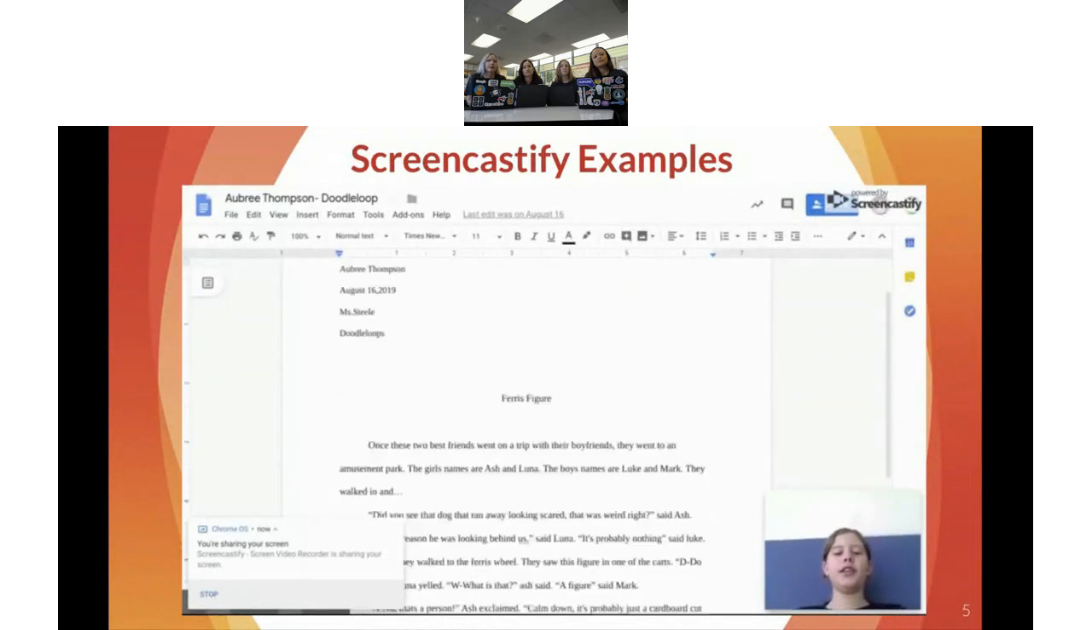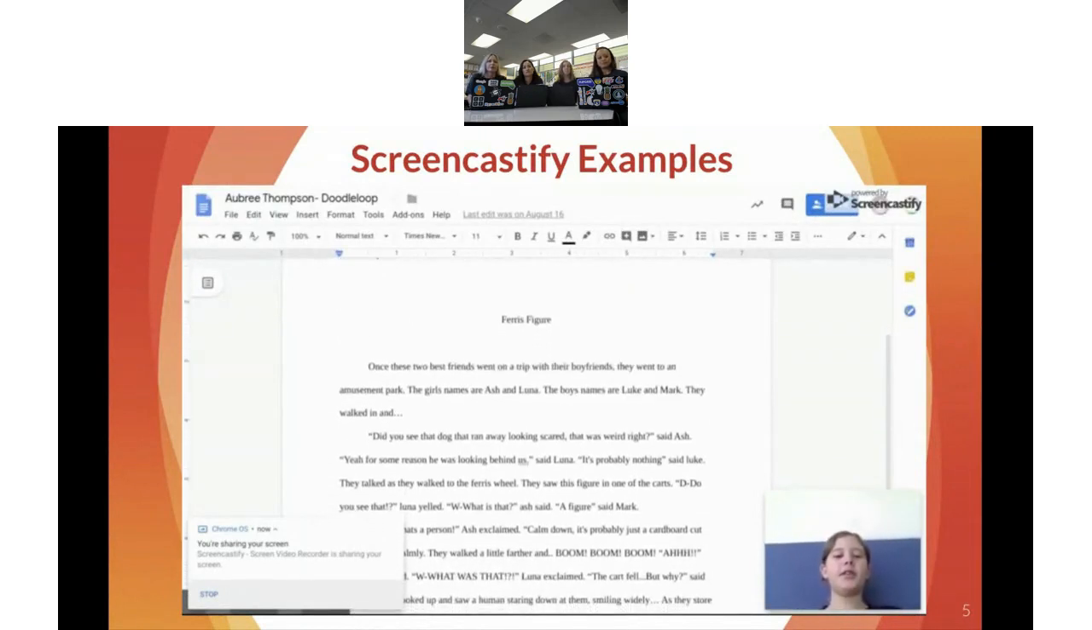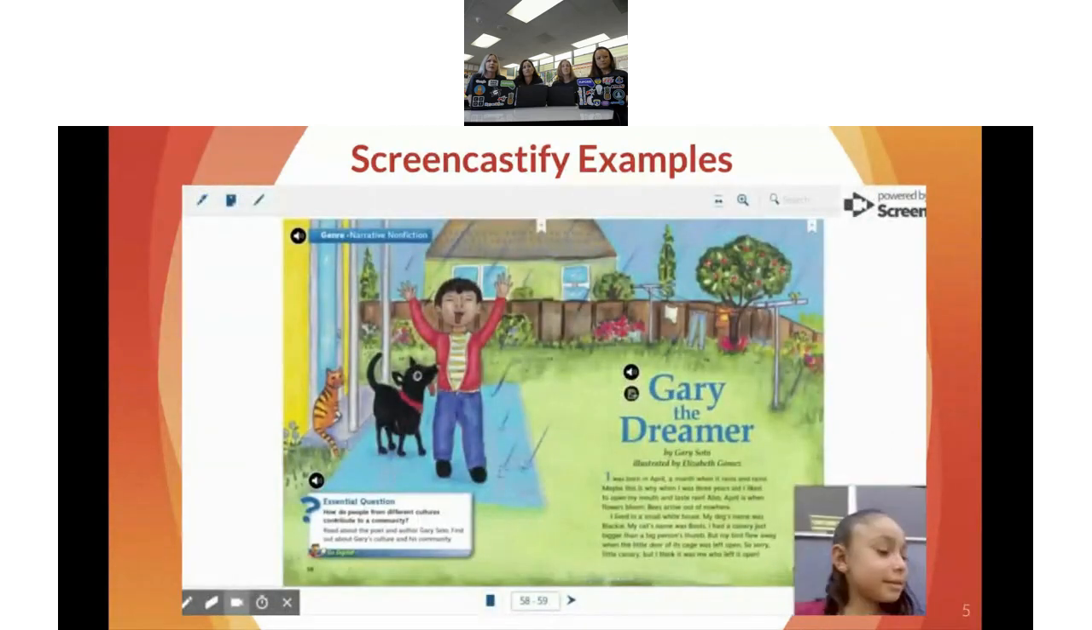In writing, here Aubrey is reading her story, looking for mistakes and ways to improve it. And here's them actually proving their writing. They were using it as reading comprehension and writing as well.